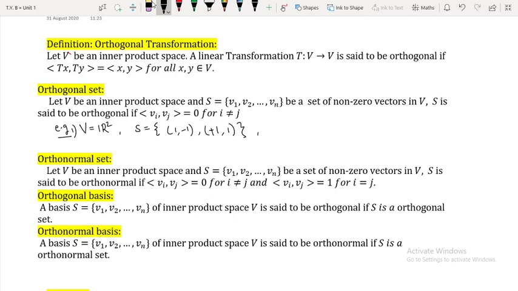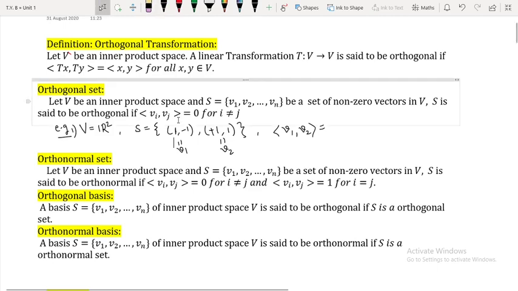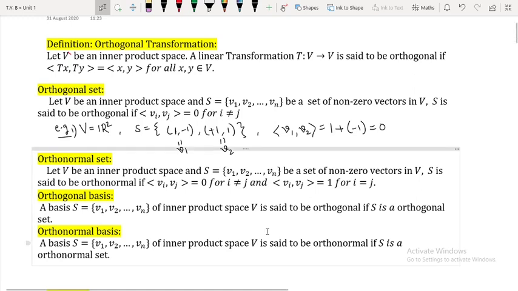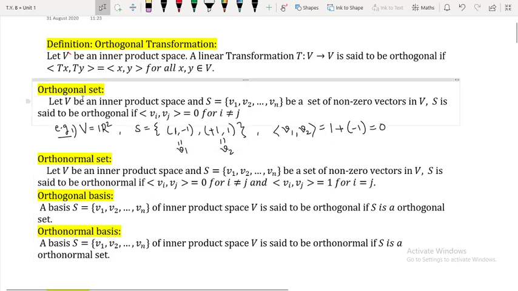Why? Because what will be inner product of, let us call this vector v1 and let us call this vector v2. So what will be inner product of v1 with v2? This 1 multiplied by this 1 will be plus 1, since first coordinates are positive, and the second coordinate, one is negative, one is positive, so plus minus 1, which is going to be equal to 0. So you can see if you take any two vectors from this set, its inner product is coming to be 0. So therefore this is an orthogonal set.